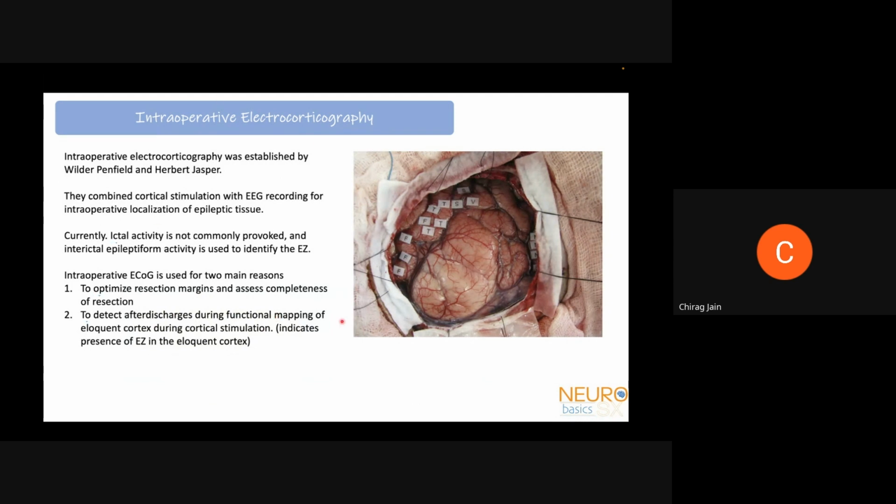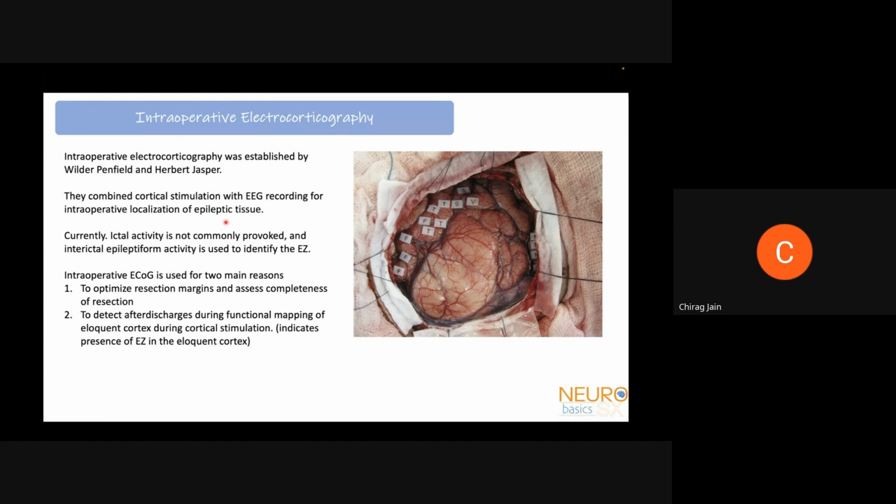Okay, the third and the last topic would be intraoperative electrocardiography, which is not the same as we have discussed so far. The basic idea is just still using the same strip or grid electrodes, but here this is done during the resective surgery. That is when it is called electrocardiography. The basic idea when it was first established was that you both stimulate the tissue and also use the EEG recording as well.